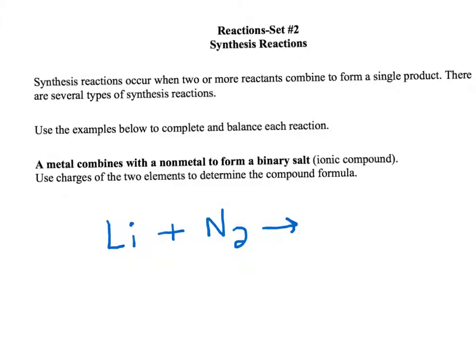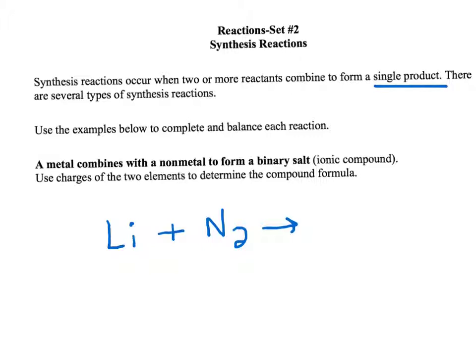Reaction set number 2 and 3 will cover 4 different types of synthesis reactions. In synthesis reactions, you'll see a single product form. It could form from 2 elements or 2 compounds, but you have one single product that forms. The first type is the one that we've done before. A metal and a nonmetal form a binary salt. Binary means there's only 2 elements involved.